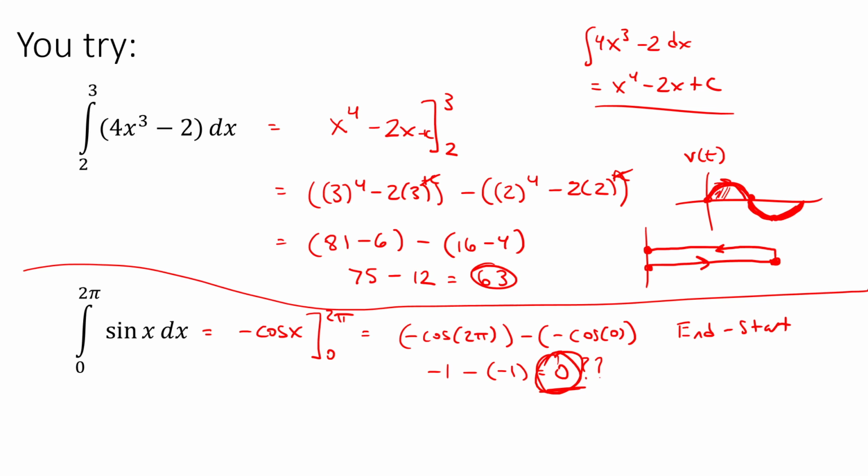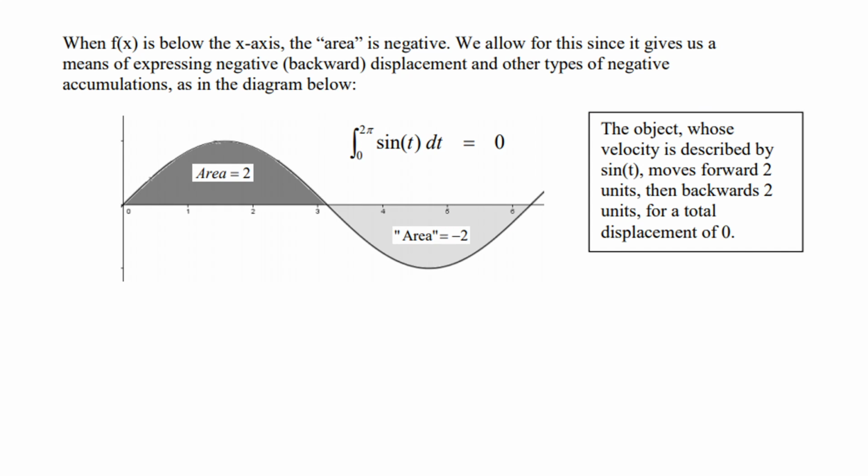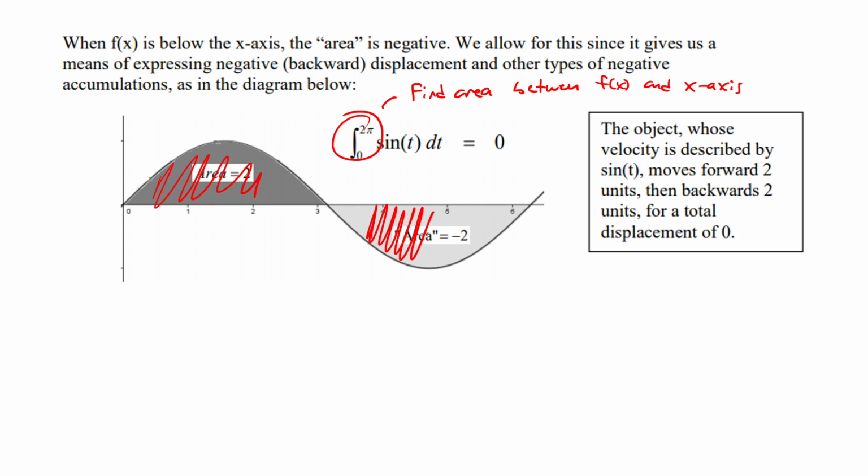Okay, what we want to do is we want to treat area below the x-axis as being negative. Okay, so when you are integrating, when you are doing this definite integral, what that really means is find area between the function and the x-axis. Now, when we're above the x-axis, it's going to look like this. When we're below the x-axis, right, between the x-axis and the function, it's going to look like this.